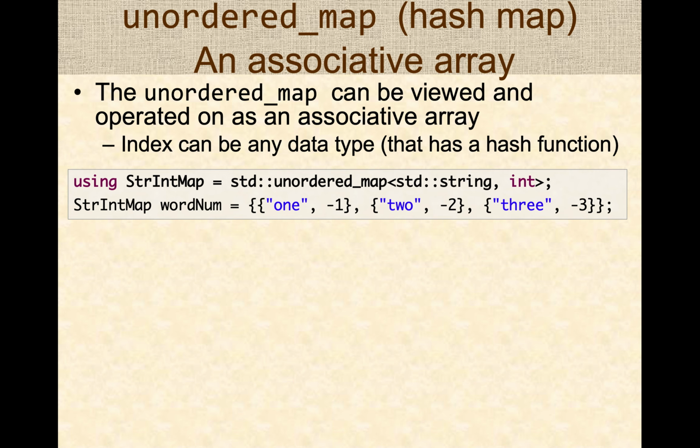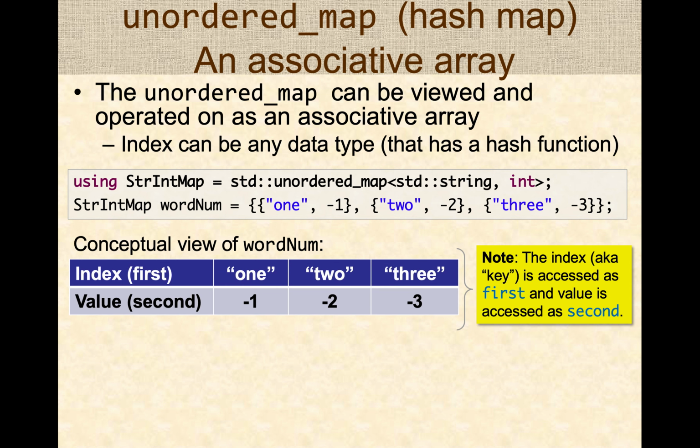Notice that in the next line, we are creating an object called wordNum, which is essentially an unordered map based on the alias, and initializing it with three values. Here, the first one is the index or the key, and the second entry in each one is the value being stored there. So think of the word one as an index, and the value is -1. The word two is the index and the value associated with it is -2, and the word three is the third entry, and the value associated with it is -3.